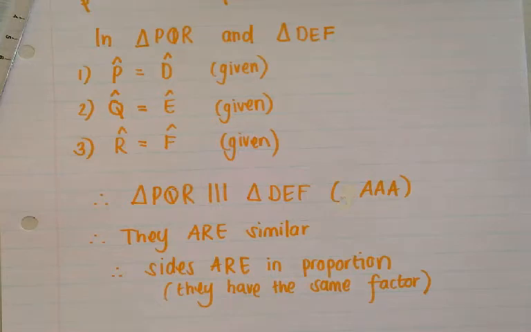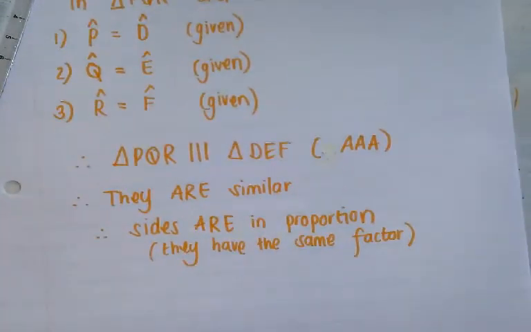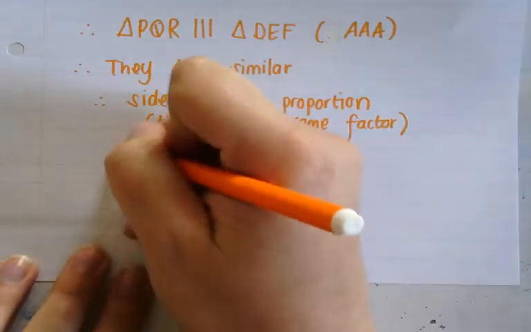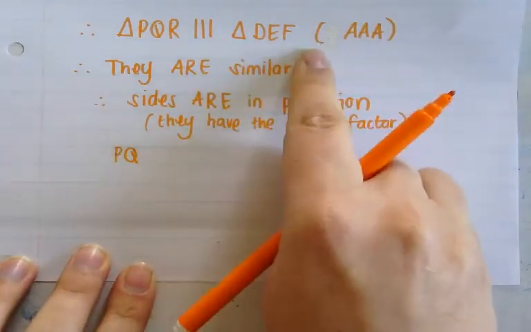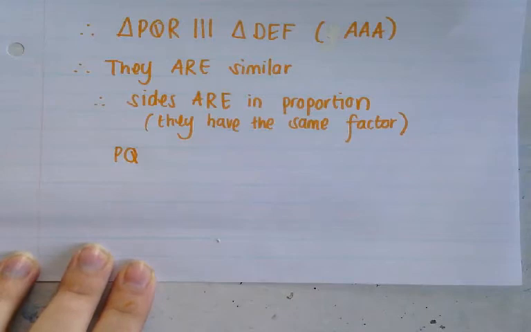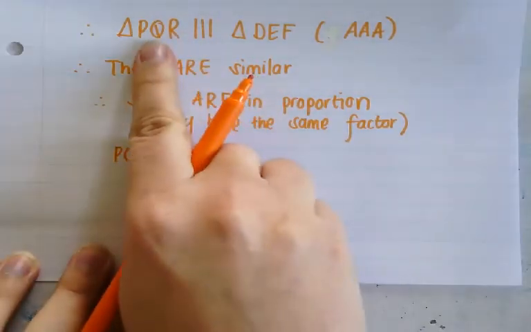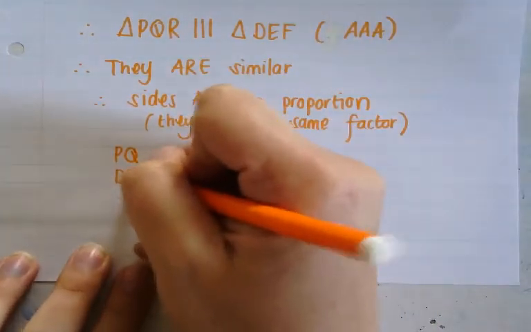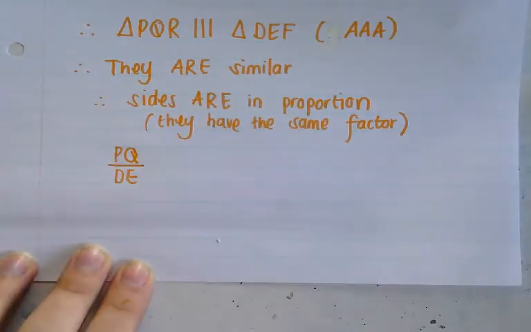So we just learned that if my names are nice and written in the right way, I can find my matching sides. So looking at my triangle names, I'm taking that out. I don't want you to look at the picture, I want you to look at the triangle name. My first side, PQ, which is the matching side in my second triangle? First two letters, DE. So if I divide them, I would get the factor.